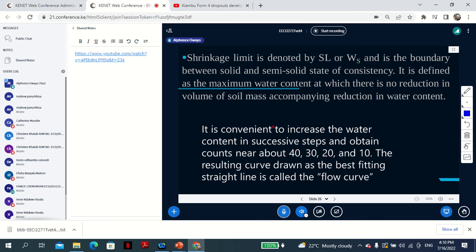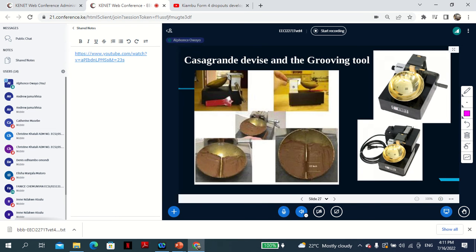Now, I have to preempt what we are going to do in the next slide because it's getting increasingly difficult not to. Normally, to determine the liquid limit, we use a device called the Casagrande device. Autocorrect changed how the word is written, please note.